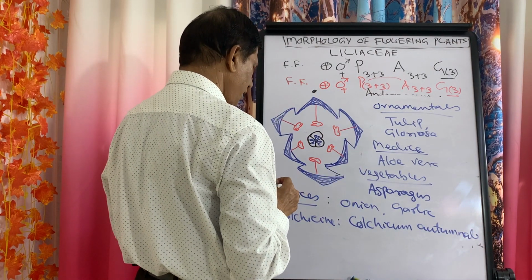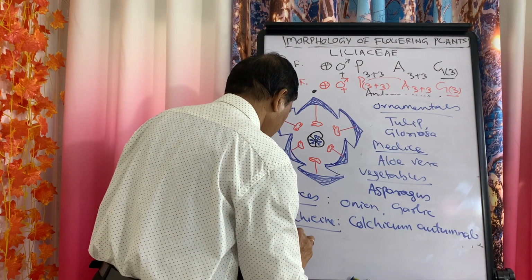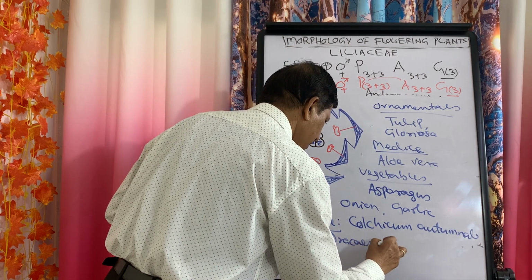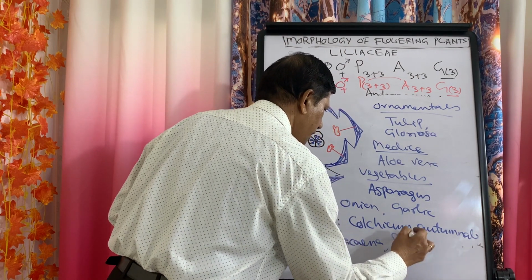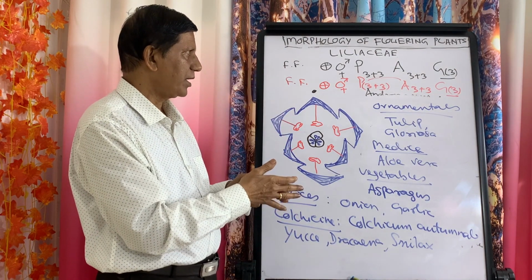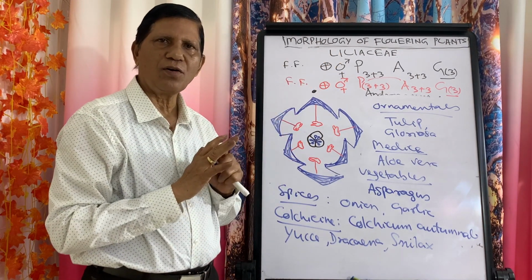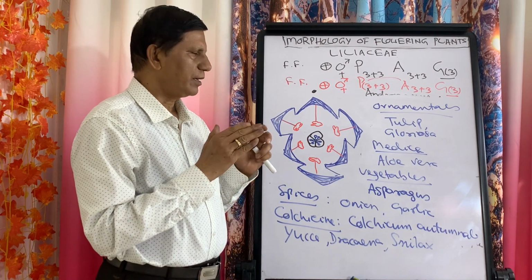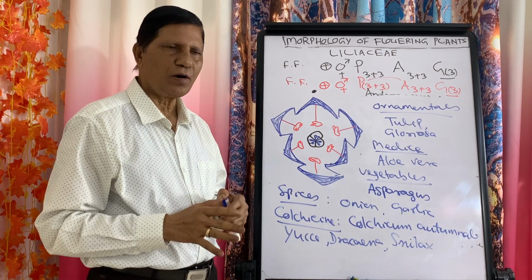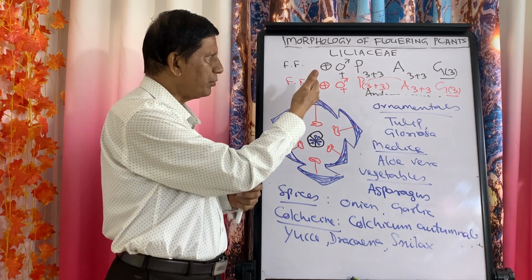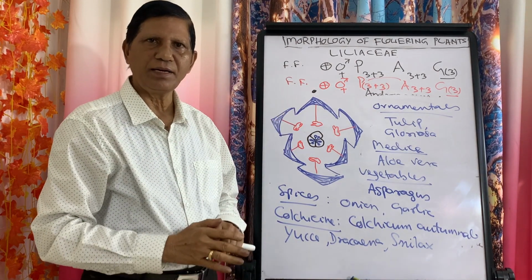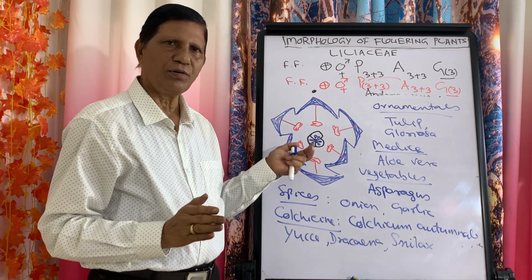Then besides this, there are also some other plants, that is Yucca, then Dracaena, Smilax. These are also some of the other plants. So these are the different economically important plants. So by remembering the floral formula and floral diagram, you can write all the characters. Out of the 4 different families that we have discussed in 4 different videos, first we have discussed the characters, then we have written the floral formula and floral diagram. And in the other 2 cases, we have first written the floral formula and floral diagram, and from that we have derived the characters. So whichever is suitable for you, you can follow that method.